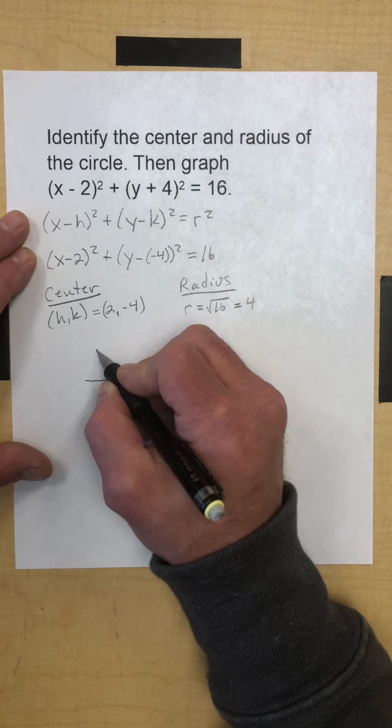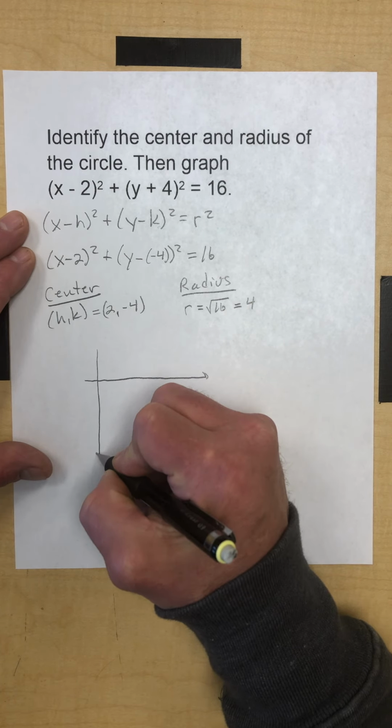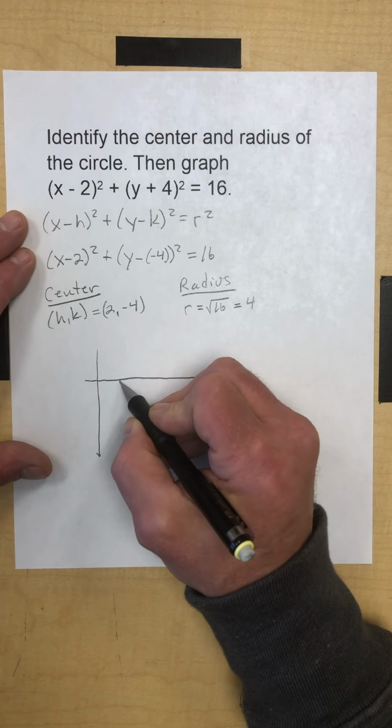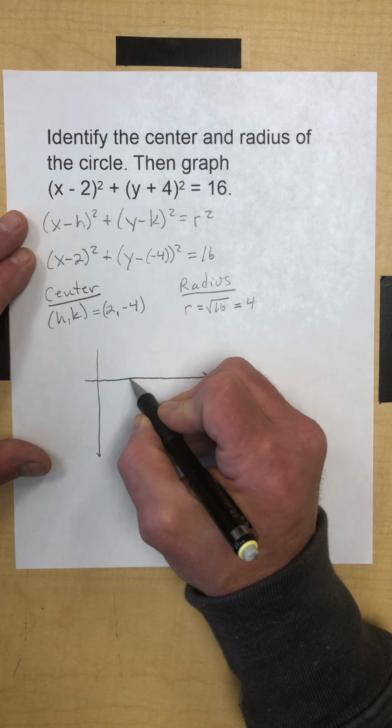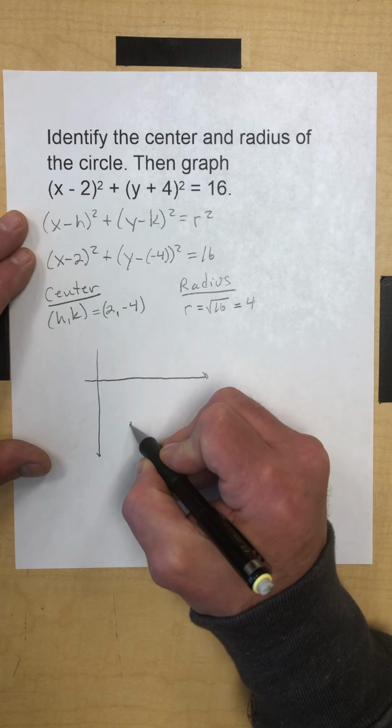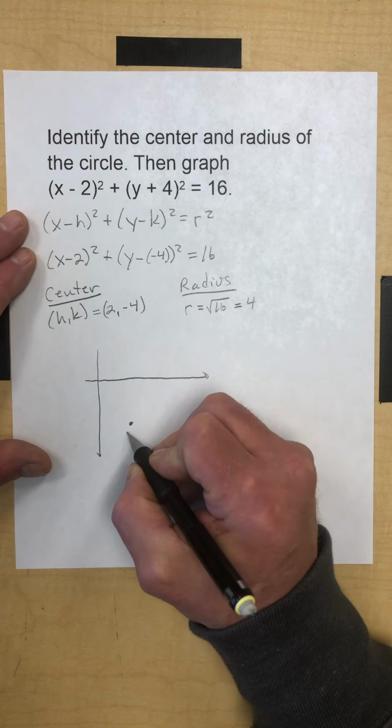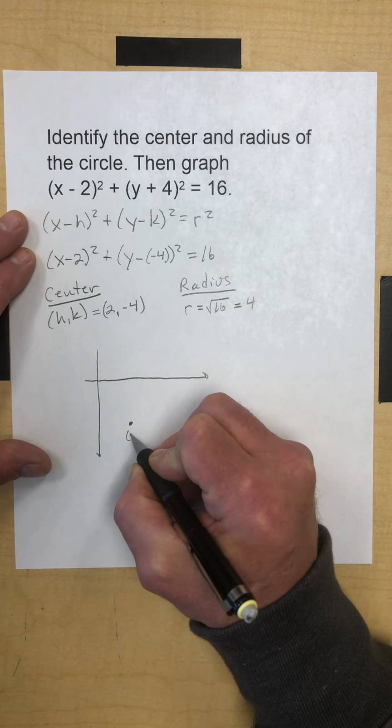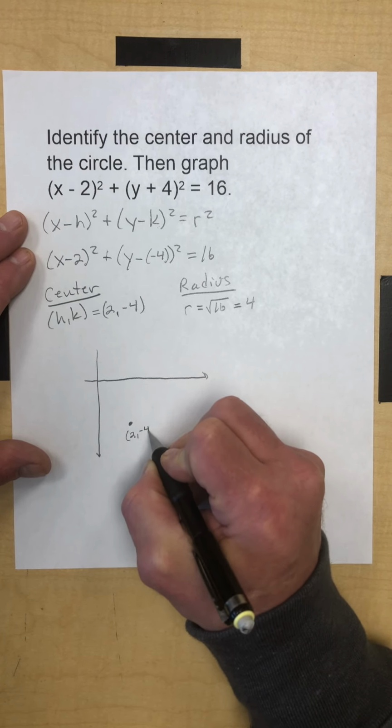Okay, like this, and this guy. Okay, and so if I go, let's see, 2, negative 4, maybe about right there. Okay, so that is my center right there.